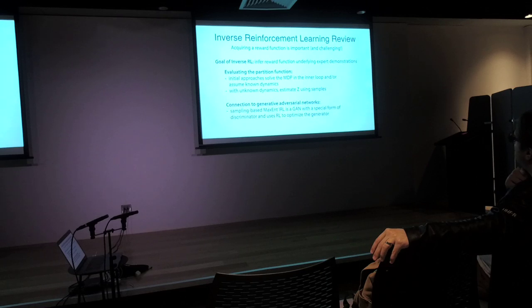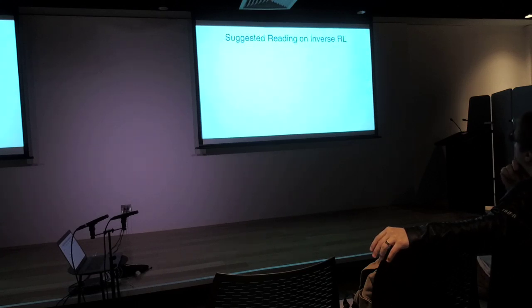Lastly, I discussed the connection to generative adversarial networks, which shows that sampling-based MaxEnt inverse RL is a GAN with a special form of discriminator and uses reinforcement learning to optimize the generator. Okay, I'd like to leave you with some suggested readings if you're interested in learning more.